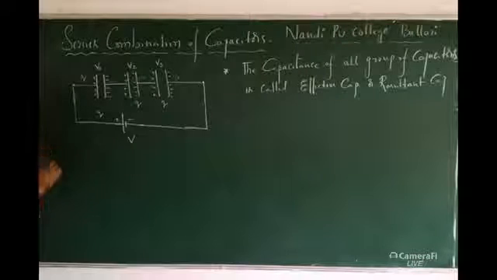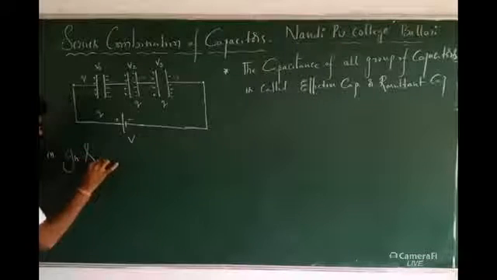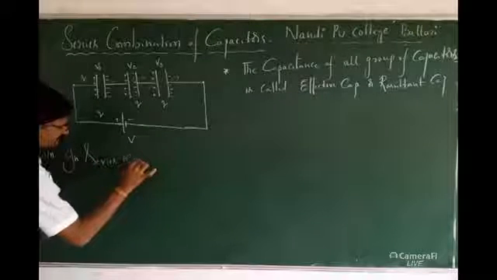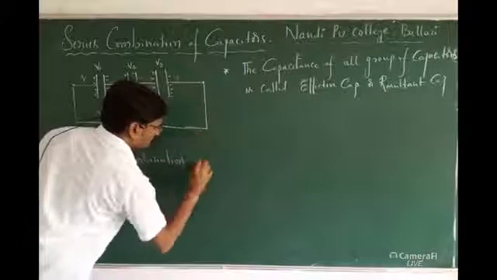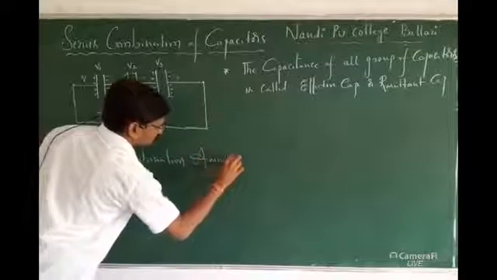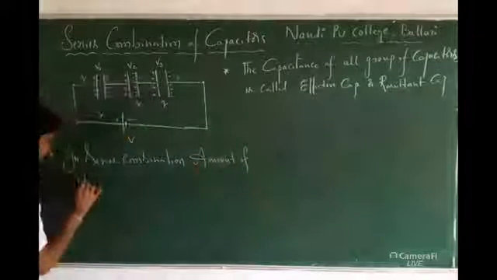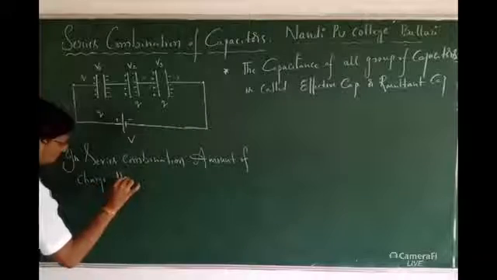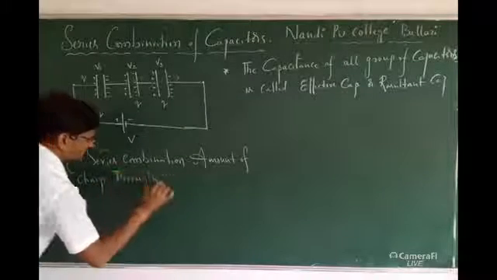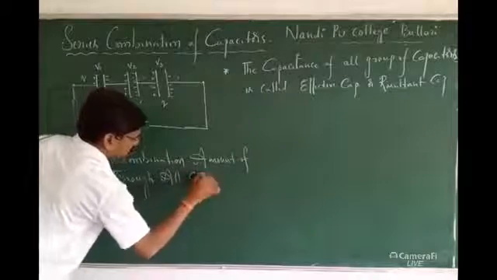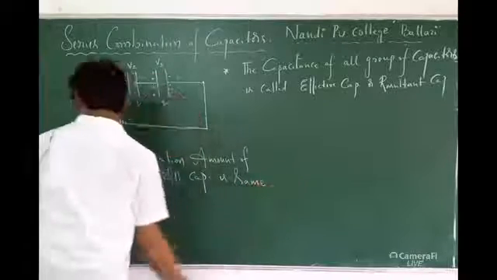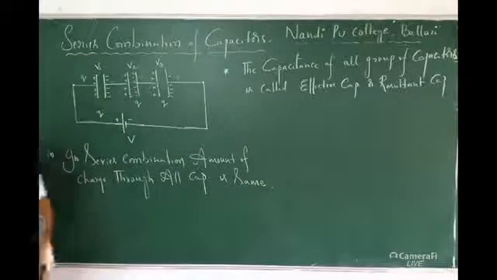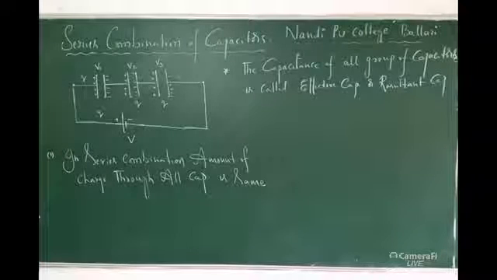What is the first point? In series combination, the amount of charge passing through all capacitors is the same. Amount of charge passing through all capacitors is the same. Okay, right. So this is the first point.